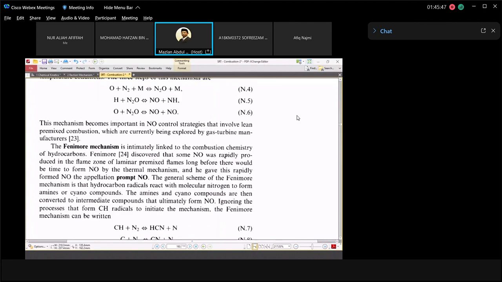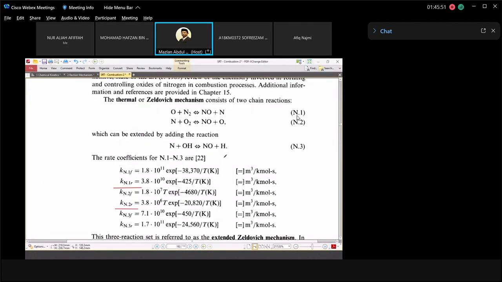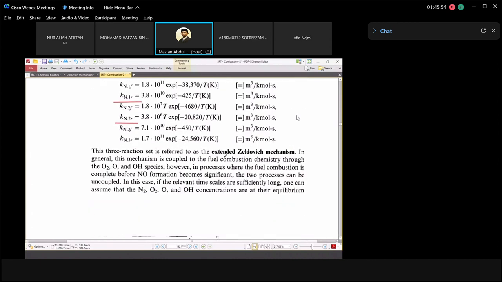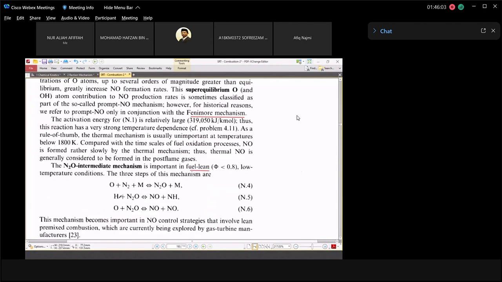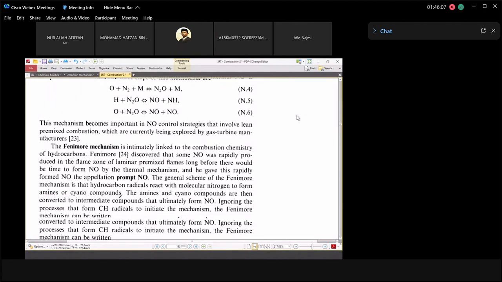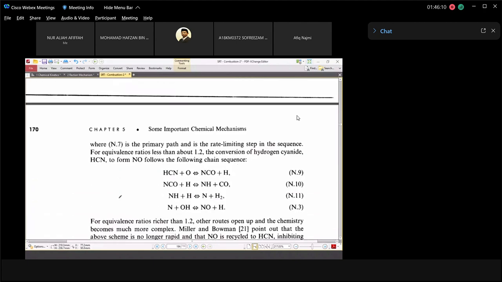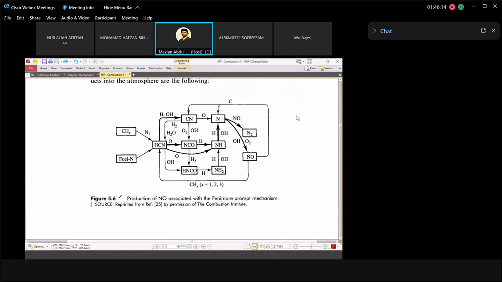The Fenimore mechanism, or they call it the second mechanism, is shown here. It's quite complex. Okay, this is the production of NO associated with the Fenimore prompt mechanism. You can call it prompt.